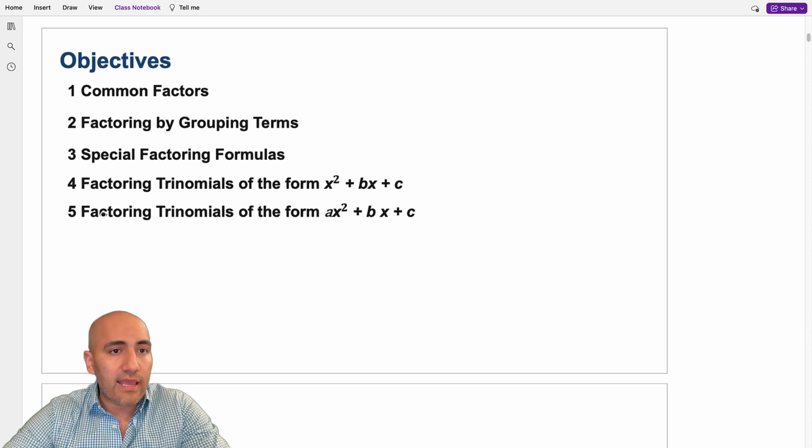So I recommend that we learn and apply these techniques in this order. We start with the easiest thing you could do to factor something, the common factors, and build our way up through the most challenging thing, which is to factor trinomials of the form ax squared plus bx plus c. As you'll see, that one is a lot of work. So when you are staring at a polynomial and you're trying to factor it, go through these in this order. Think about common factors, then think about factor by grouping, then think about special factoring formulas, then try number 4 and number 5.